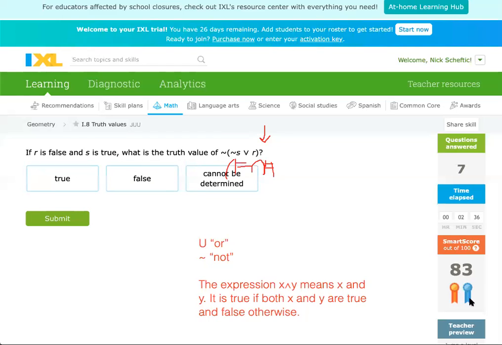All right, let me erase that. Okay, if r is false and s is true, what is the truth value of that statement right there? So let's break that down. Starting all the way on the right and moving to my left, that's how I like to do it. R is false, s is true, but in this statement this is not s, so this can be false. So two of those combined are going to be false. Okay, I have a parentheses and not symbol, so this is going to end up being a true statement.